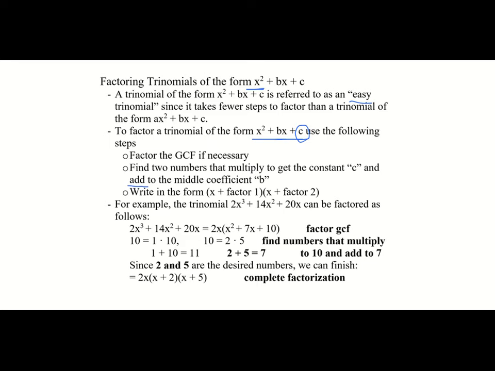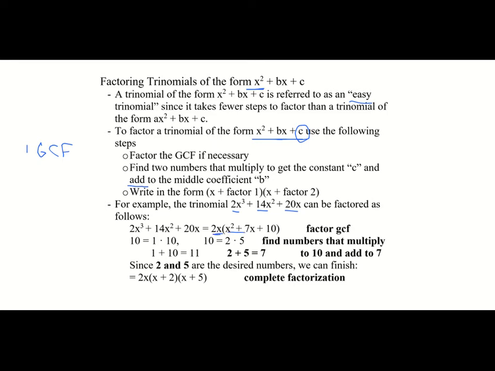So here, they have factored this trinomial 2x cubed plus 14x squared plus 20x. Now you may say that doesn't look like an easy trinomial. First thing you always do is factor out your GCF. You always have to look for that GCF. It's one of the steps we tend to forget. So they factored out the 2x. We got that GCF out.